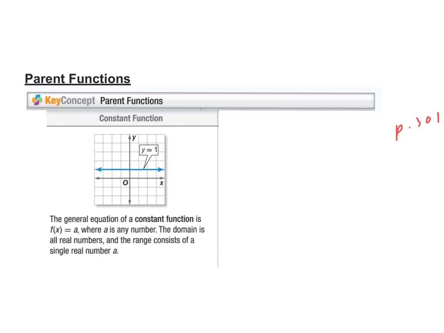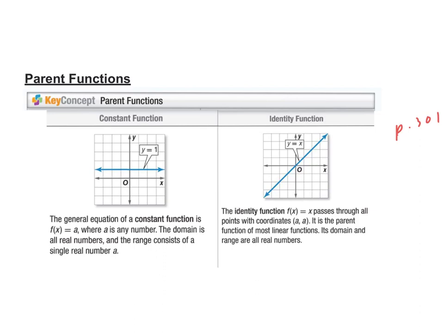Parent functions are kind of the starting point for all other graphs. All right, it's like the most basic model graph that exists. Okay? No upgrades, no fancy colors, nothing like that. The most basic model that exists of that particular one. Okay? Constant functions are all pretty much the same. All right. The second one that you see is what's called the identity function.